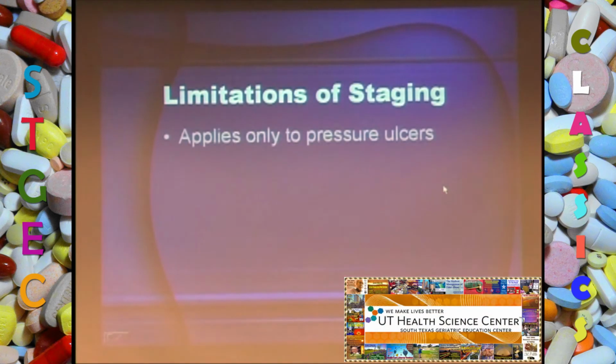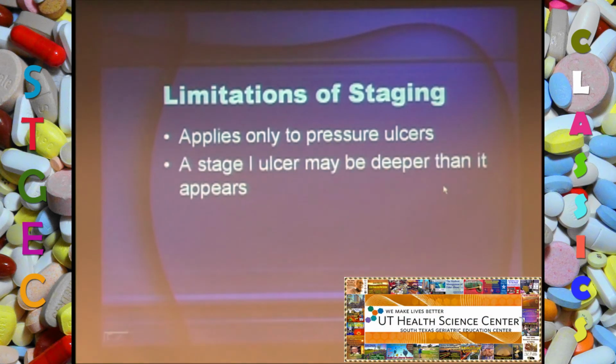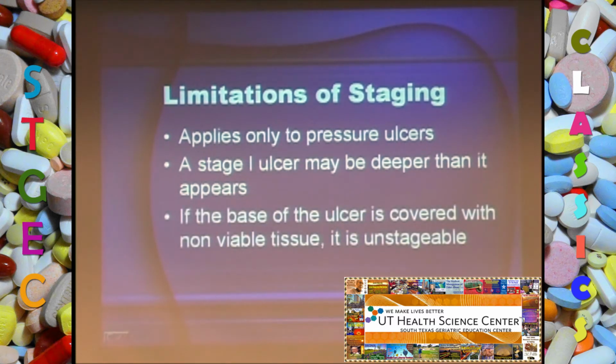Some of the basic limits of the staging system, you really only want to use it for staging pressure ulcers. And it's not appropriate to stage a dehisced surgical wound or a venous ulcer or an arterial ulcer, and I've seen this done a lot, but you don't want to do it. And a stage 1 ulcer, as I mentioned, may actually really be representative of much more serious tissue damage, especially if there's a lot of induration and warmth at the site, so be leery.